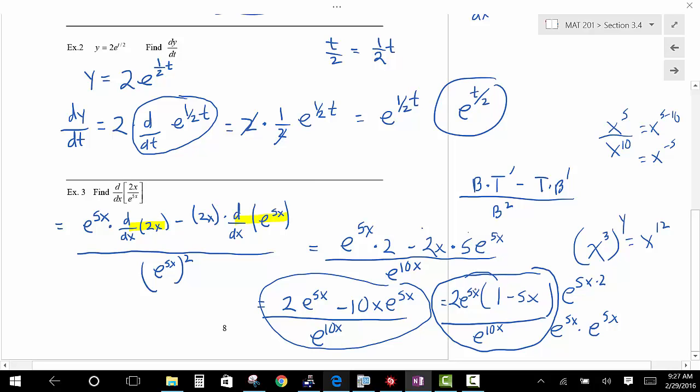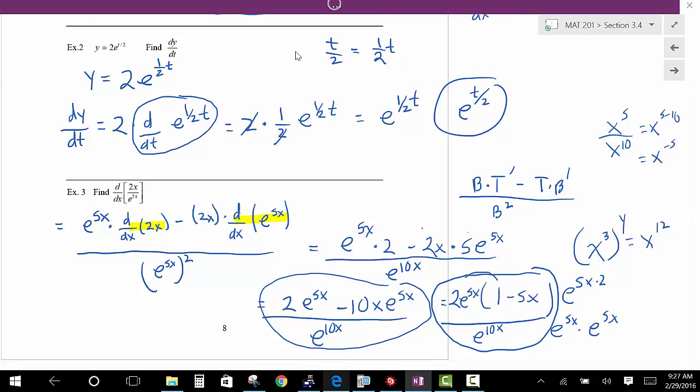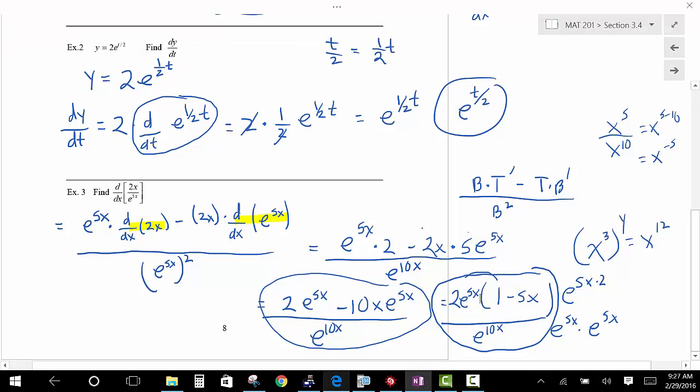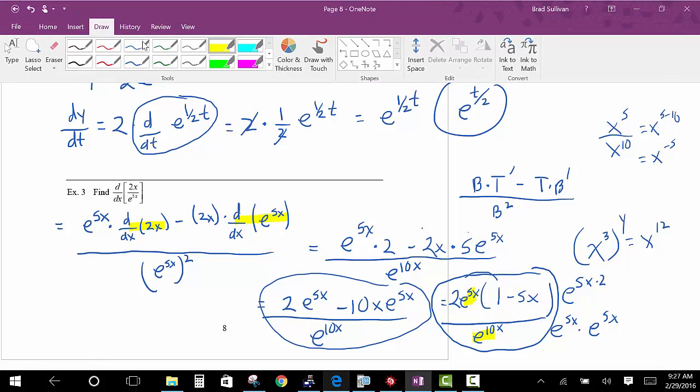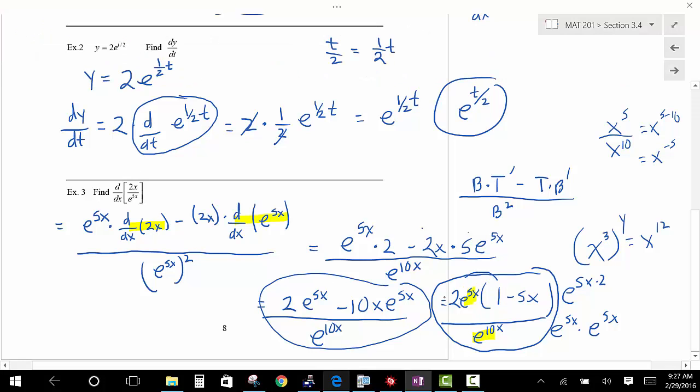So what you would do when you put these two things together, this is what you would have. I'm kind of running out of room here, but you can write this on here. When you put that together, what you would actually have is 2 here. Now, if you subtract the exponents on 5x and 10x, what do you get? You get negative 5x. So that would be 2e to the negative 5x times 1 minus 5x.